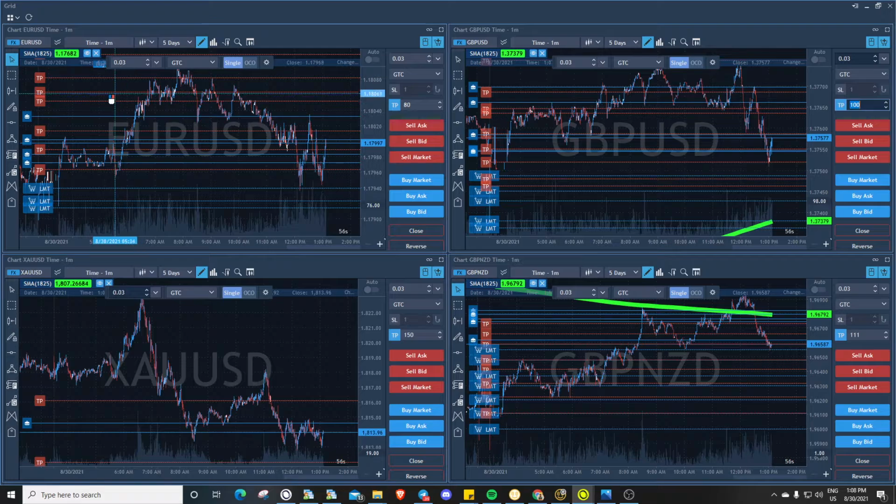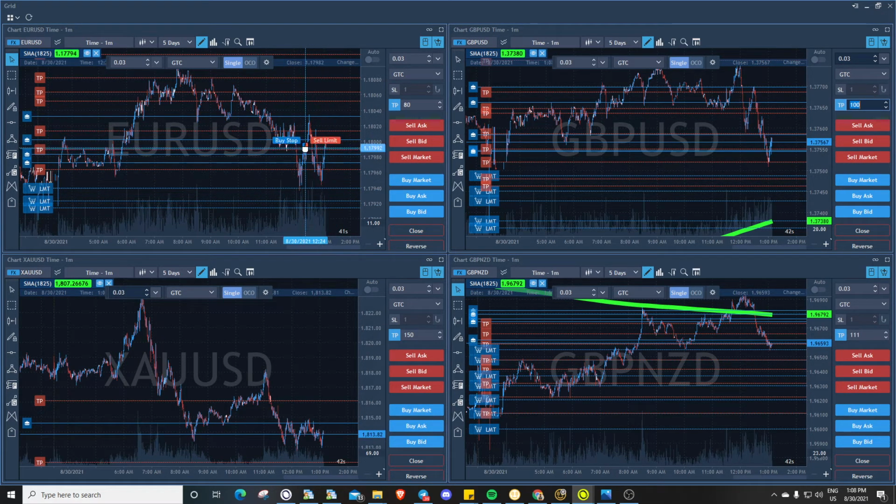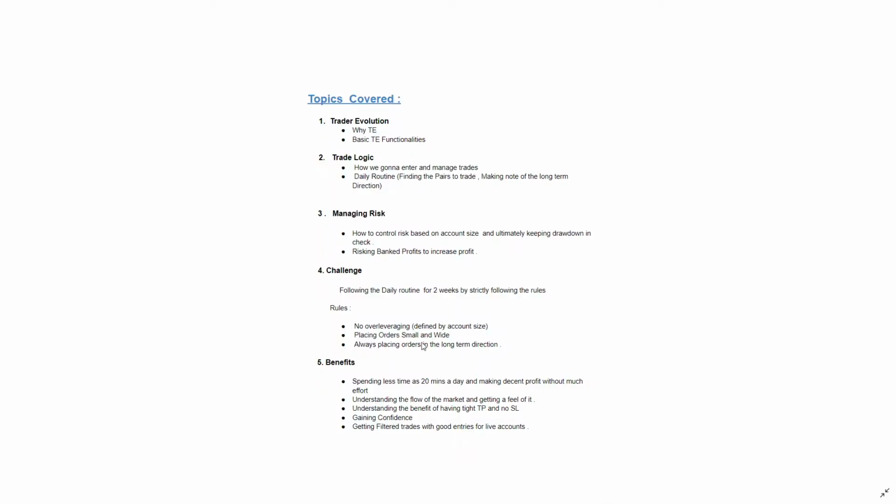It's like 0.03 lot. So I can have this space, and there are lots of orders, wide and small orders, and every single order is in the long-term direction. So even if I get caught, it's fine because I know in the long term it's going to come back, right? That's the main motive here, and that's how I control the risk. So you've got to do the same thing.